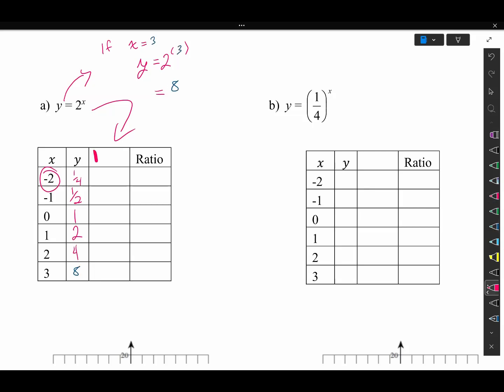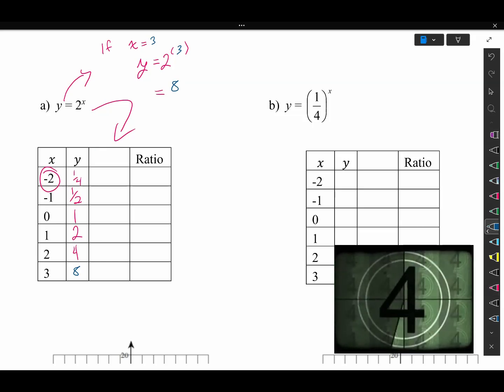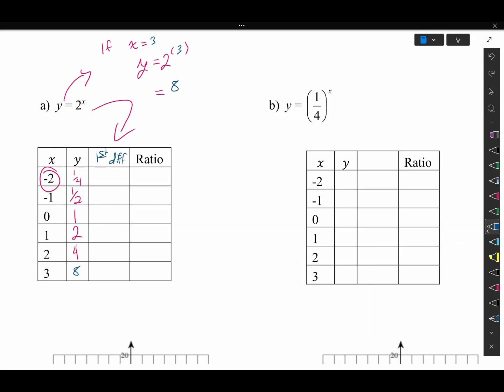All right, now, nice work. Now we're going to be working with our first differences. We're going to see how these come out. You know what you're doing here. Go for it. You could choose at this point to work in decimals. You could take 1 over 4, use 0.25, work with 1 over 2, use 0.5, work your way forward.